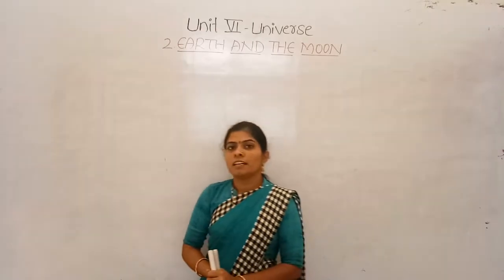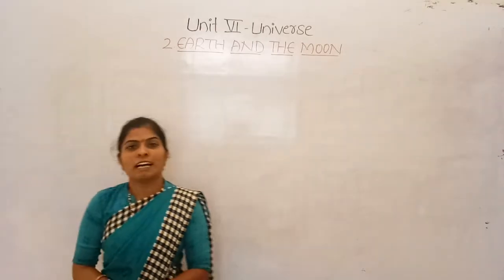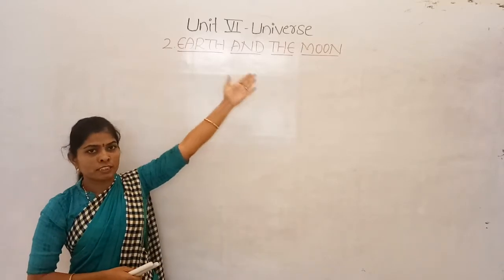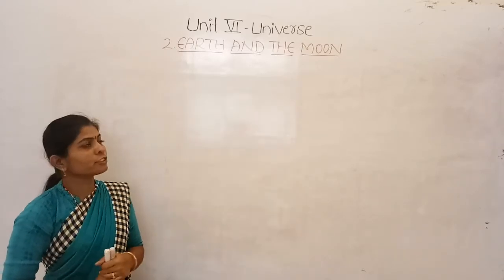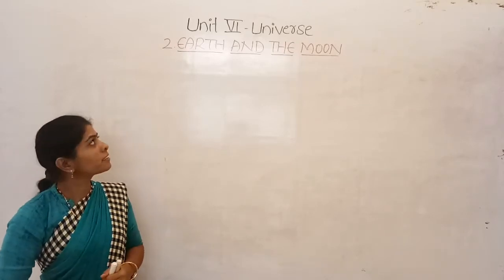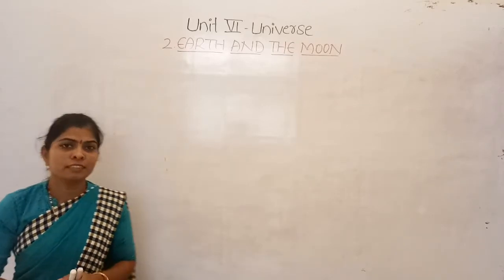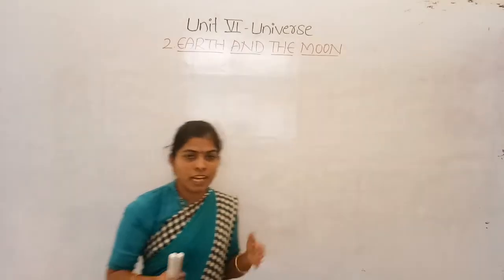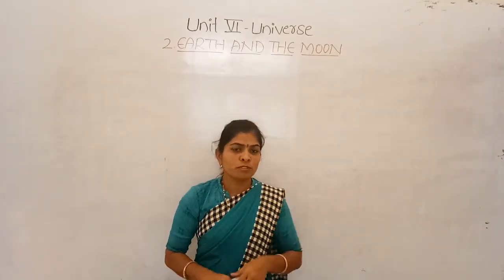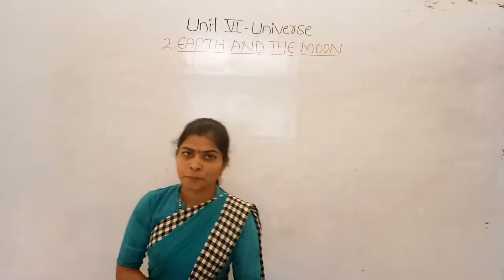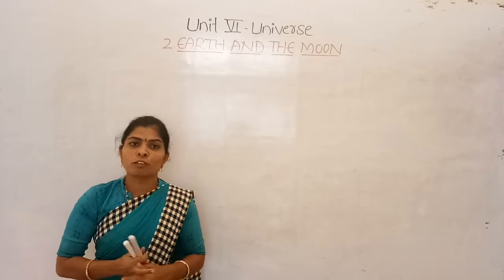And you all know that now we are discussing the second chapter from your 6th unit of science part, that is Universe. The second chapter from that is Earth and the Moon. So in this chapter already we have learned about the moon and its surface, how the surface of the moon is, and also we have learned about the lunar month.